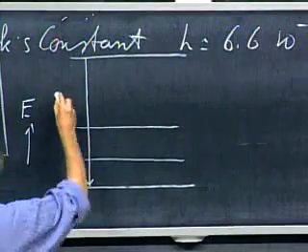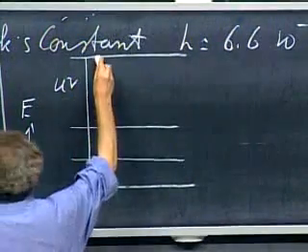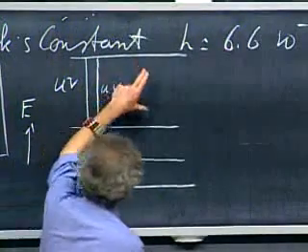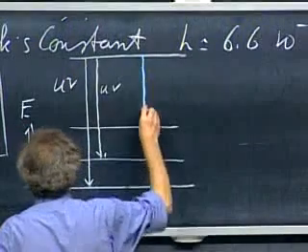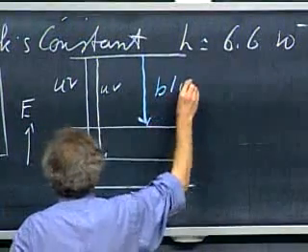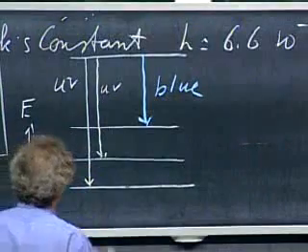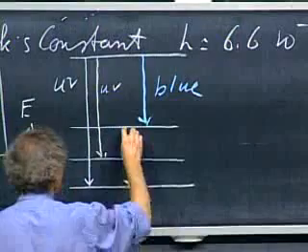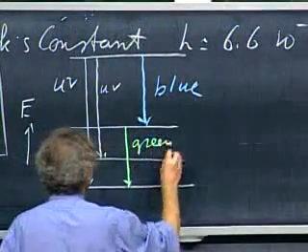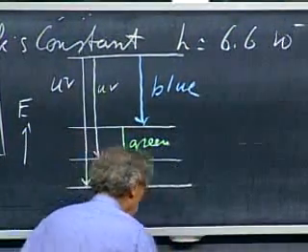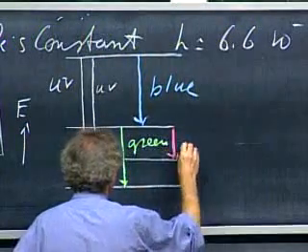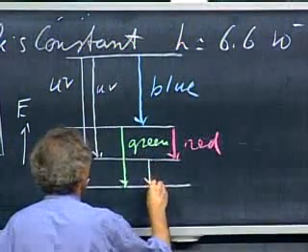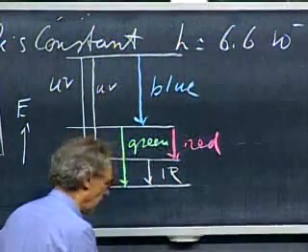It could be ultraviolet. And this jump may still be ultraviolet. But now this jump, which is a little less energy, that may be in the blue part of our spectrum. So we may see this as blue light. And this one, which is a little less, this jump may generate green light. And the jump from here to here, which is even less, may generate red light. And the jump from here to here, which is even less, may again be invisible. So this may be infrared.